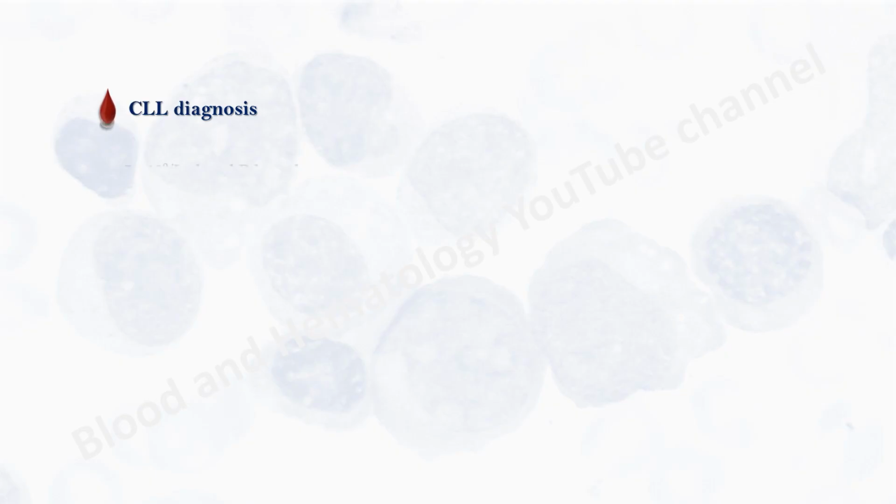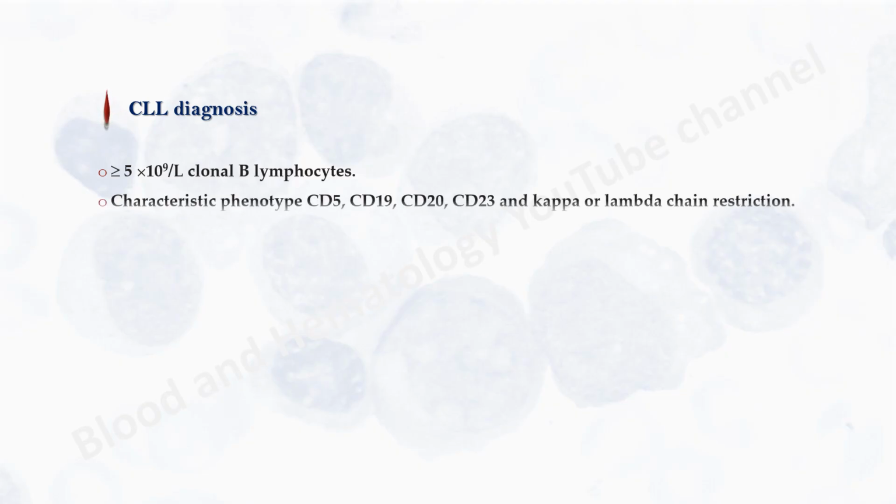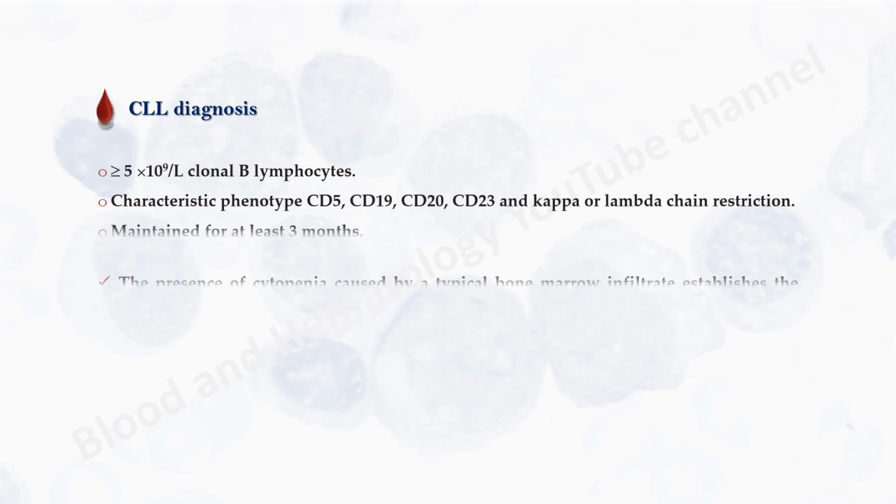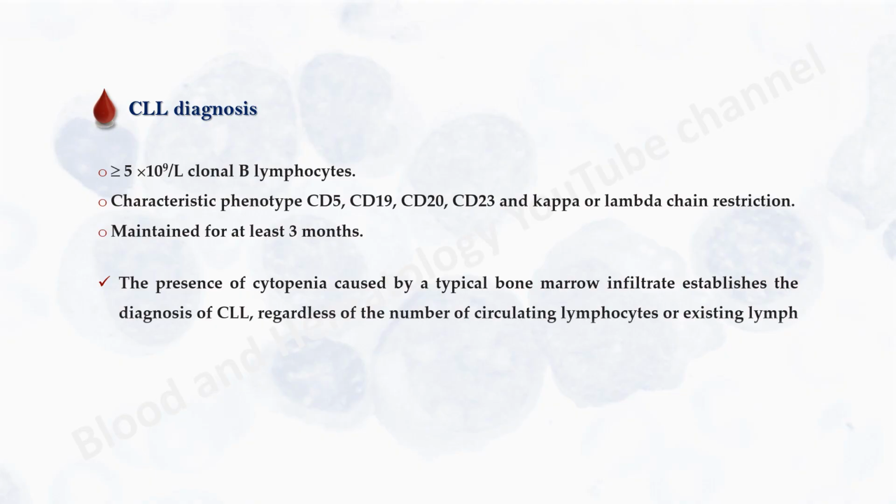The 2022 fifth edition of the WHO classification requires a minimum of at least 5,000 per microliter clonal B cells with characteristic cytological and immunophenotypic features, maintained for at least 3 months. The presence of cytopenia caused by a typical bone marrow infiltrate establishes the diagnosis of CLL, regardless of the number of circulating lymphocytes or existing lymph node involvement.